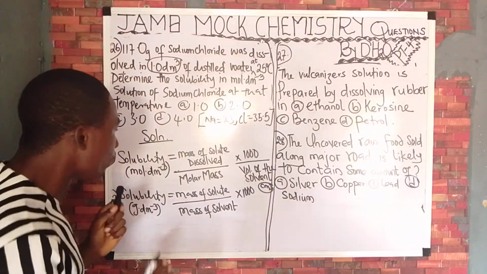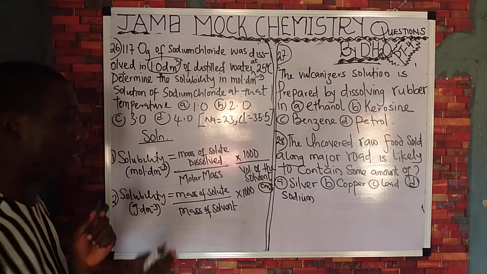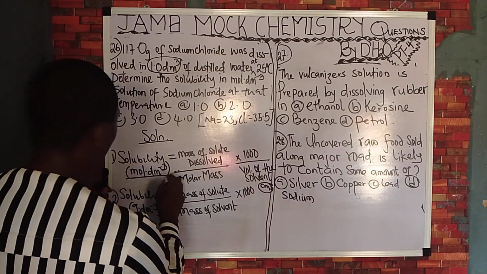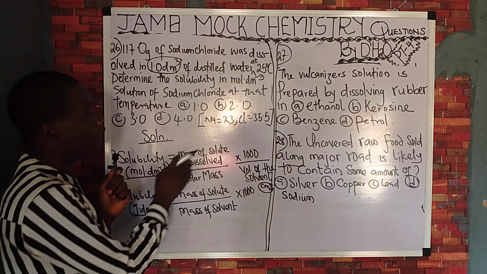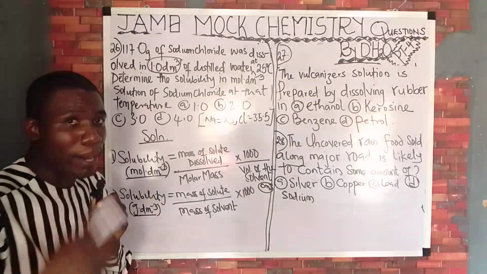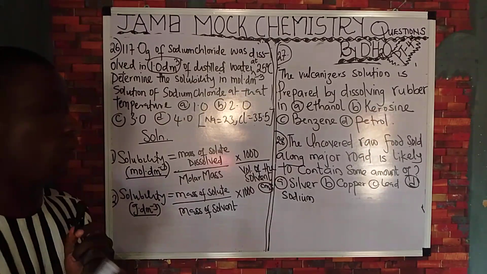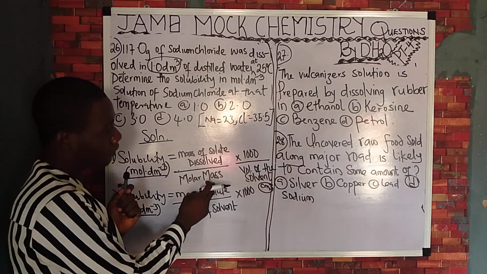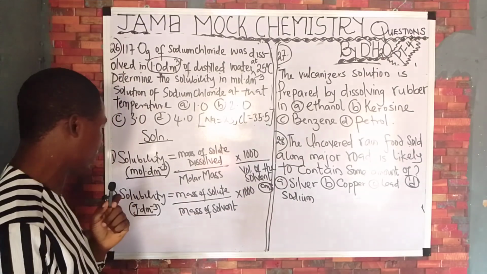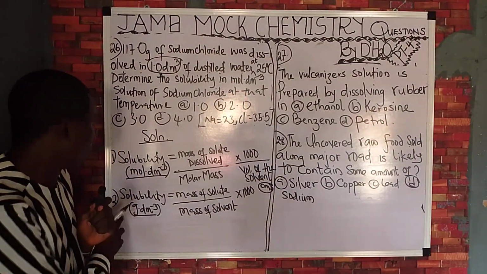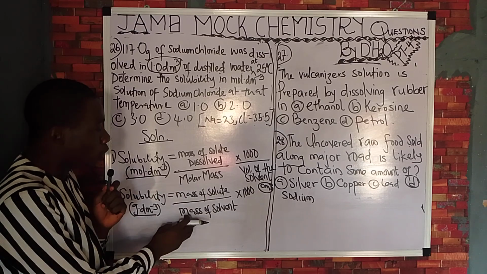So we have two important formulas for solubility. Solubility can be calculated in mole per dm³ or in gram per dm³. In mole per dm³, you have the mass of solute that has dissolved in the solvent, all over molar mass, times 1000 over volume of the solution. The second formula is that solubility in gram per dm³ is mass of solute over mass of solvent.